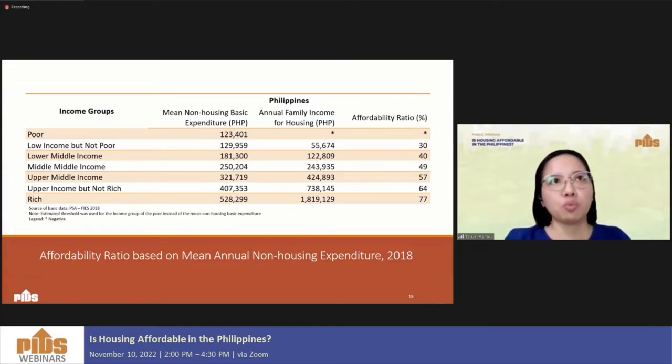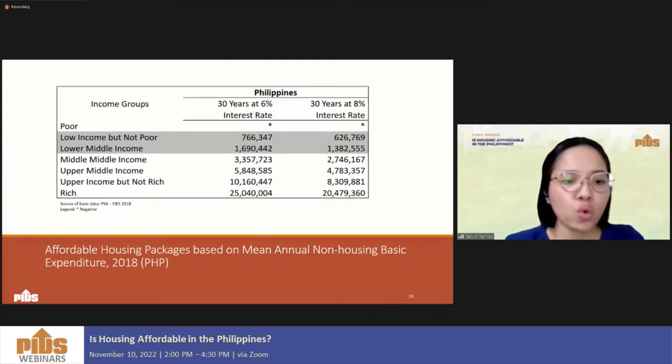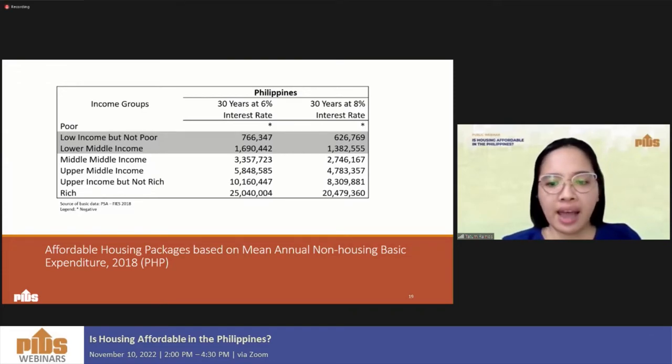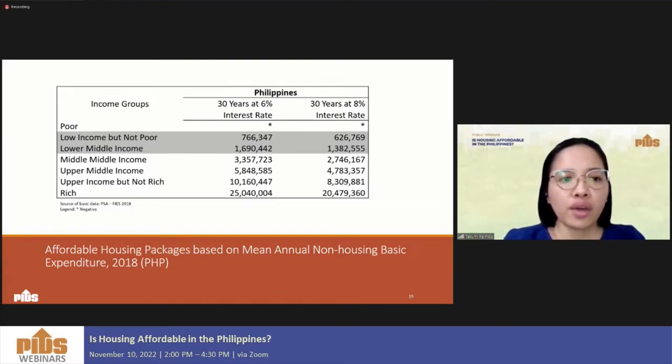But what is more important to look at are the affordable housing packages, and it's also important to compare those with the price ceilings during that period. So in this table, we are showing you the affordable housing packages based on the mean annual non-housing basic expenditure in 2018. Again, the poor cannot afford any housing package, while the low income but not poor and the lower middle income would not be able to afford economic housing priced at the ceilings, which in 2018 was around 1.7 million.